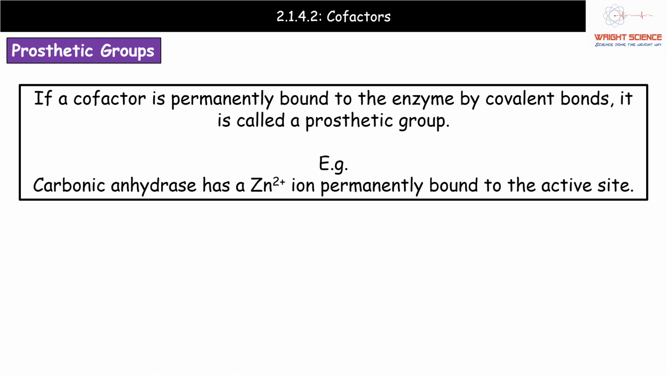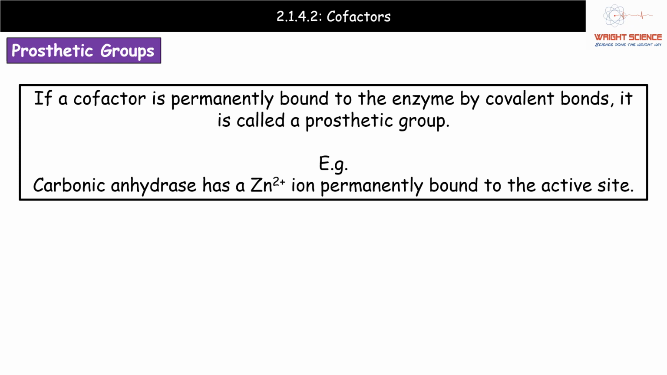The other option that we talked about at the beginning was that we have these cofactors which are permanently bound to the enzyme. Now, that permanent binding is achieved through the formation of covalent bonds between this cofactor and the enzyme itself, and when that happens, we have what we refer to as a prosthetic group.